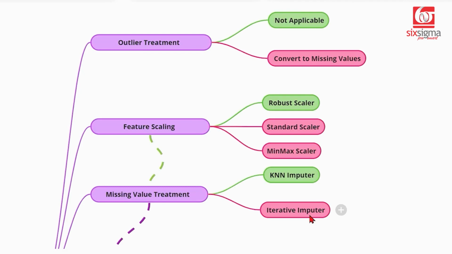It's very powerful. But it is sensitive to the presence of outliers, and that's why you need to ensure that the data is outlier free before you apply iterative imputer. It's a regression-based technique, and regression models, as you know, are sensitive to the presence of outliers.